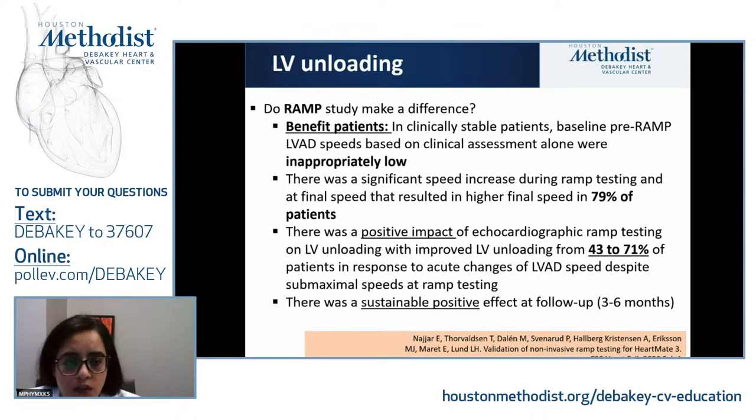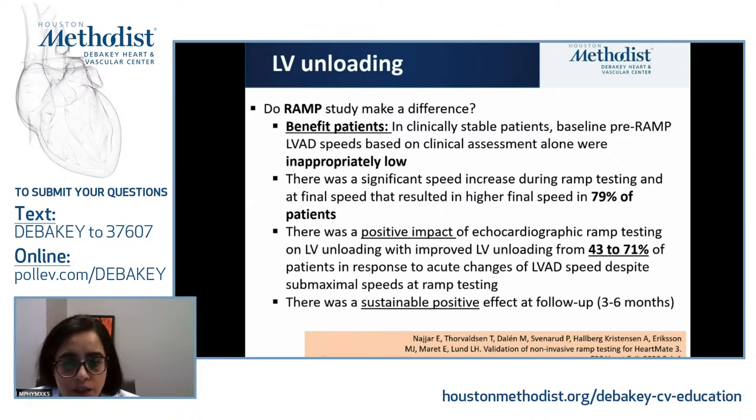So the question I always get asked is, do RAMP studies make a difference? Yes, they do benefit our patients. In clinically stable patients where, for instance, I saw somebody in clinic and I assume that they are clinically stable and they look okay from a volume perspective, there was a study that was done which showed that a lot of times our clinical judgment is actually inaccurate, and echo did change our perspective of if the patient was adequately unloaded or not. And in a lot of patients, they found that we were wrong about their clinical status. We were wrong about their hemodynamics.